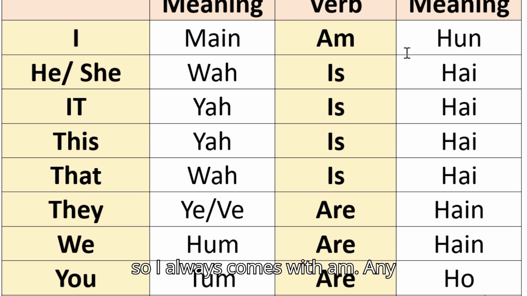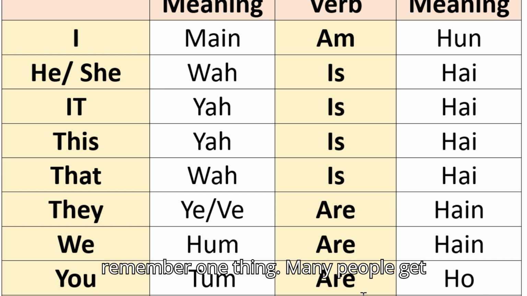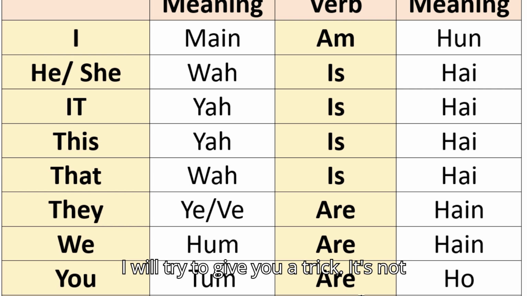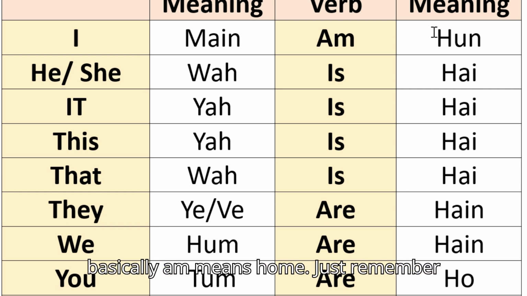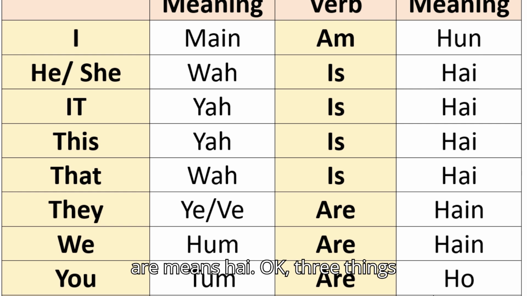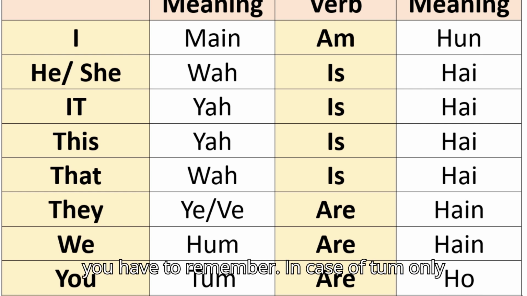Okay. Now we know where to use am, where to use is, and where to use are. So I always comes with am. Any singular thing will come with is, and if it is plural, it will come with are. Now we need to remember one thing. Many people get confused between this. I will try to simplify it. So basically am means हूँ. Just remember am means हूँ, is means है, and are means है. Three things you have to remember.